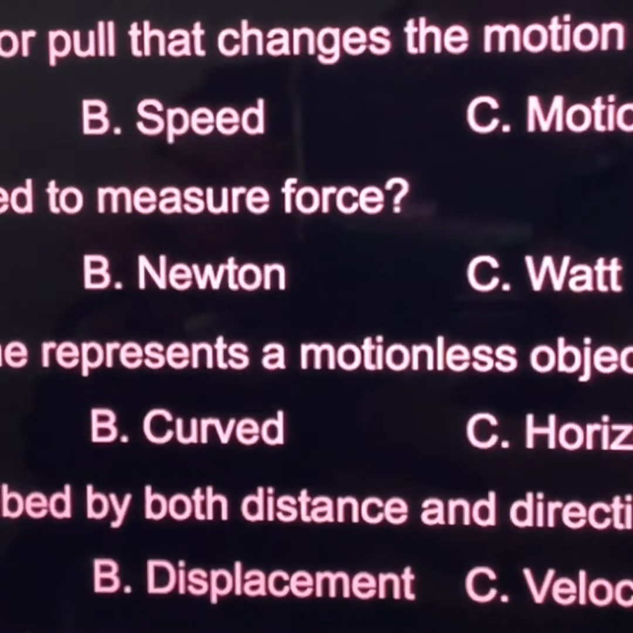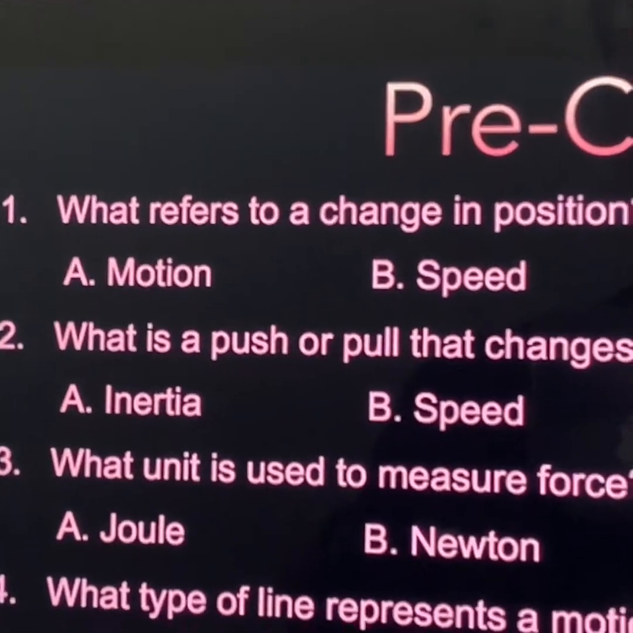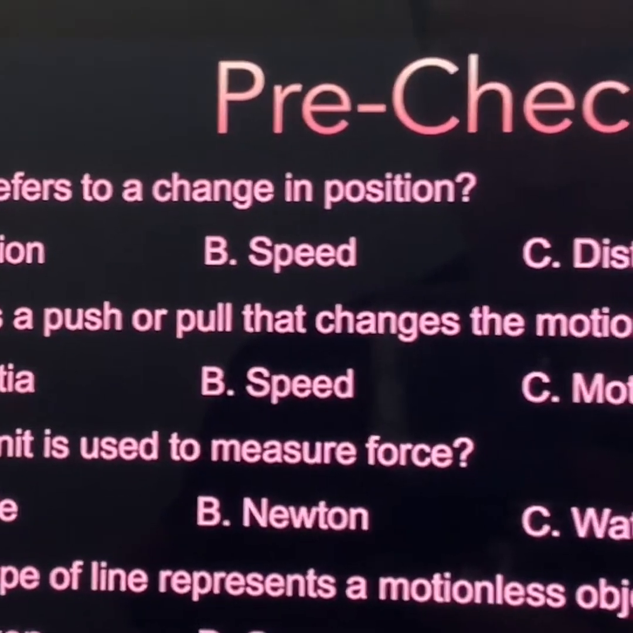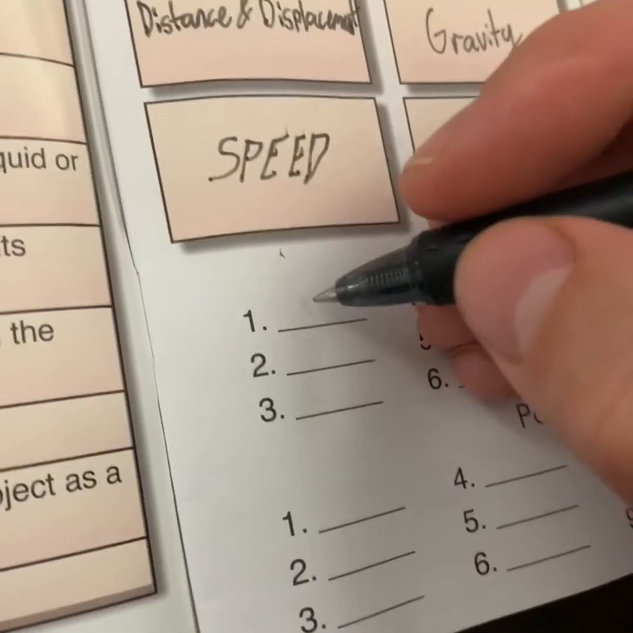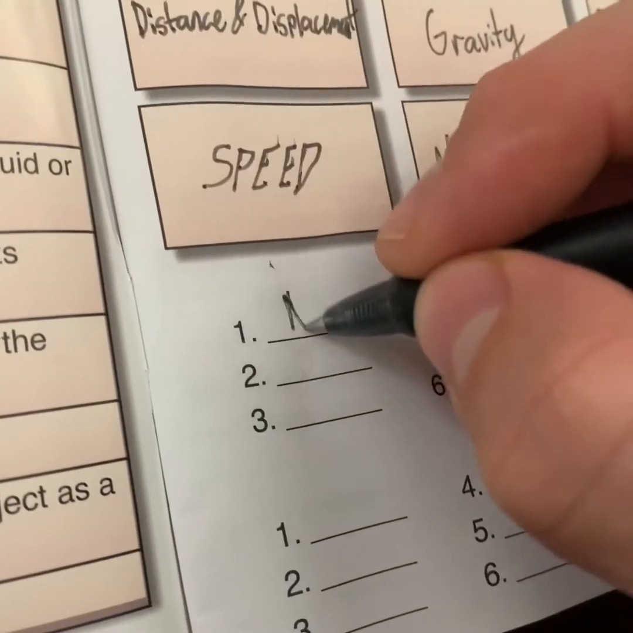Number 1, what refers to a change in position? A, motion, B, speed, C, distance, or D, inertia. I'm thinking it's A. So when I pre-check, I'm just going to write A, and then move on until I've done all the pre-check questions.